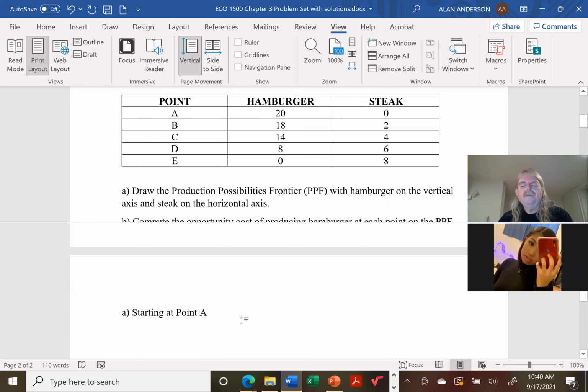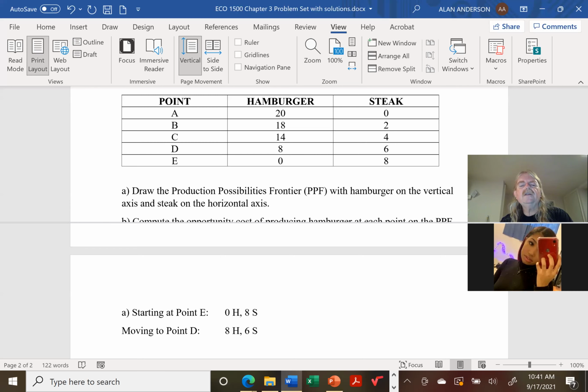So we'll start at E, okay? And at point E, I'll remind you that we have 0 hamburgers. In fact, let's do this as a convention. We'll do 0H and 8S. It's understood that H is hamburgers and S is steaks. Moving to point D, at point D, you can see you've got 8 hamburgers and 6 steaks.